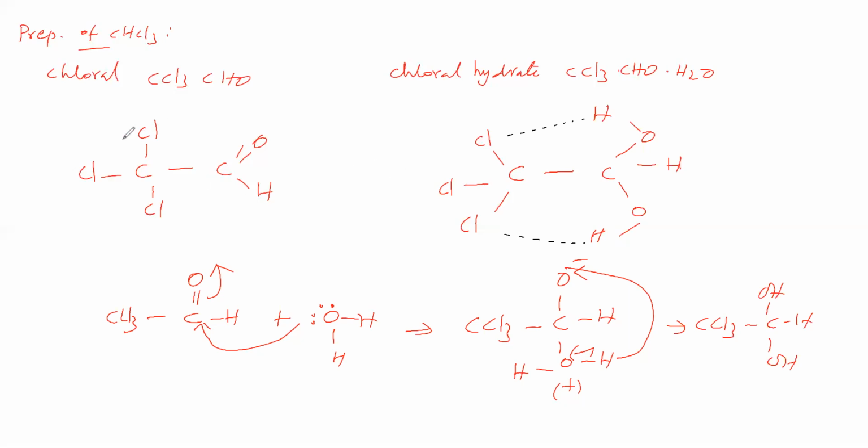We'll see. Because of these 3 chlorine atoms, this carbon gets partial positive charge, because chlorine shows a minus I effect. Oxygen also shows minus I effect, therefore this carbon shows partial positive charge. Because of like charges, there is repulsion. Due to repulsion, stability of the system is low. But here there is hydrogen bonding. Because of hydrogen bonding, stability of this system is high. Therefore, chloral hydrate is more stable when compared to chloral. So how to prepare chloroform from chloral, that we will see.